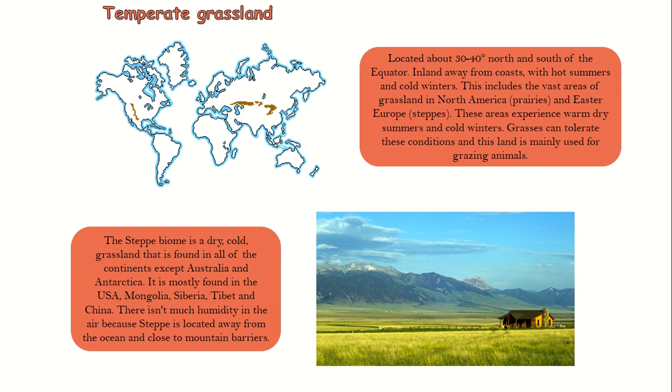And the final one we'll look at is something called temperate grassland. Again, you can see on the map here where these are located, mainly in North America and parts of Asia as well. They include vast areas of grassland, and they're mostly found in places like Mongolia, Tibet, China, and the USA as well.